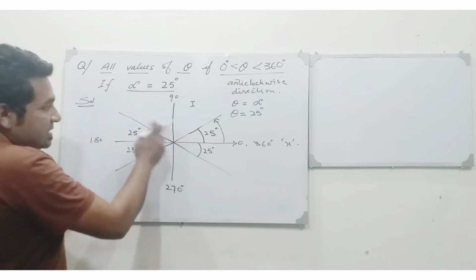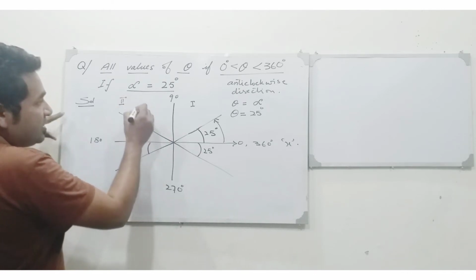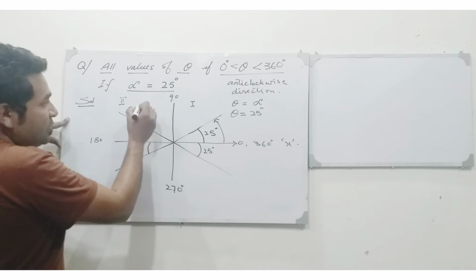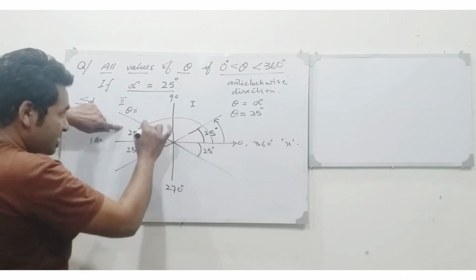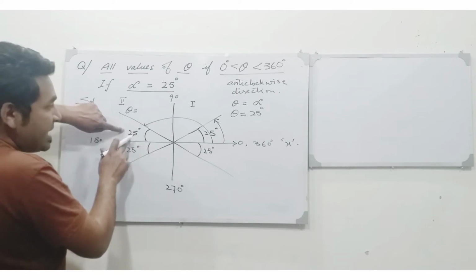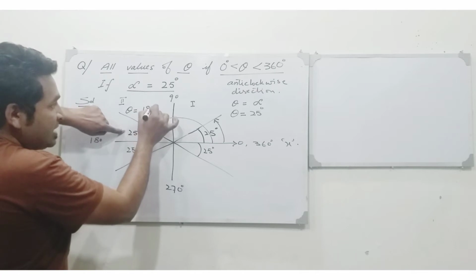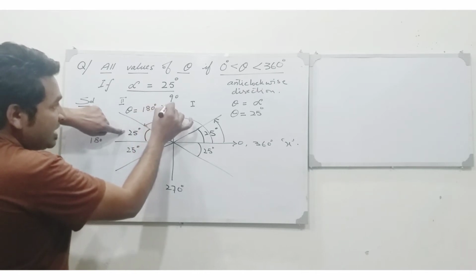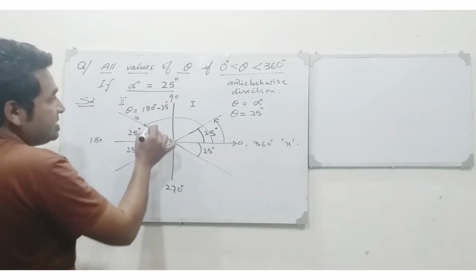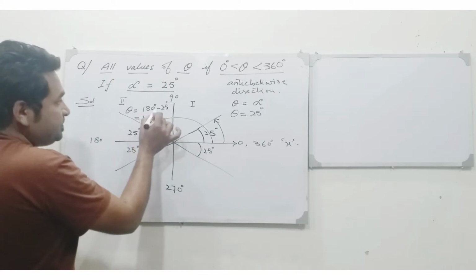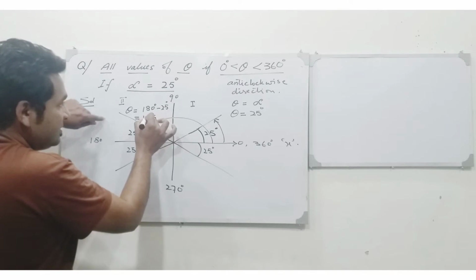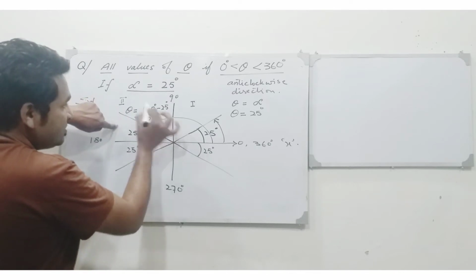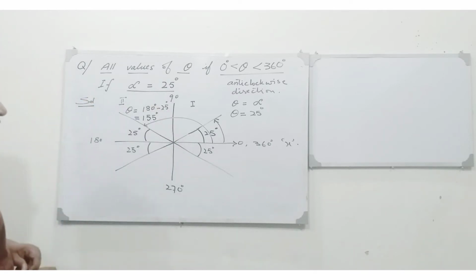Now in the second quadrant, you know that theta is equal to 180 minus alpha, because we have to find the value of this angle. Alpha is 25, so we write 180 minus 25, and it will give you the answer. That is 155. So 155 would be the value of theta.